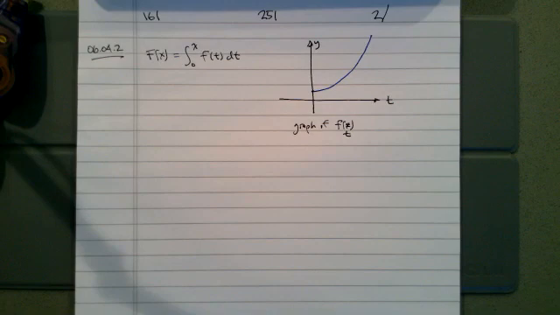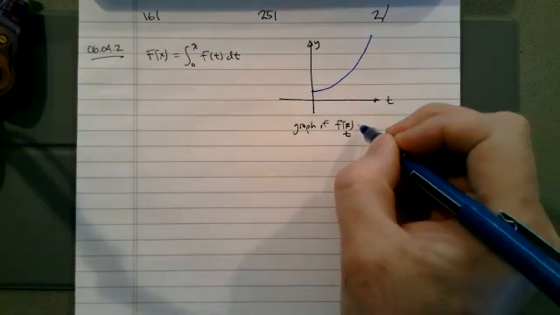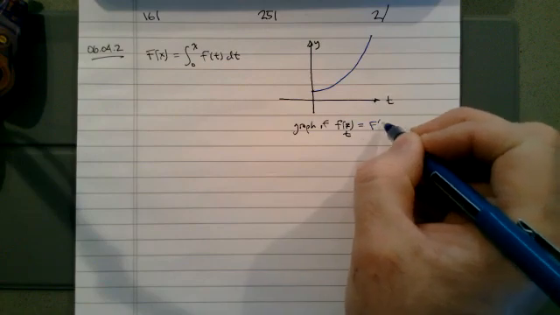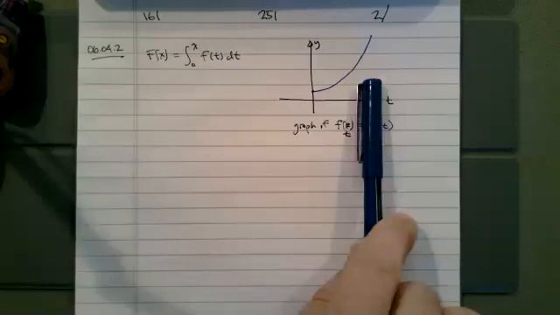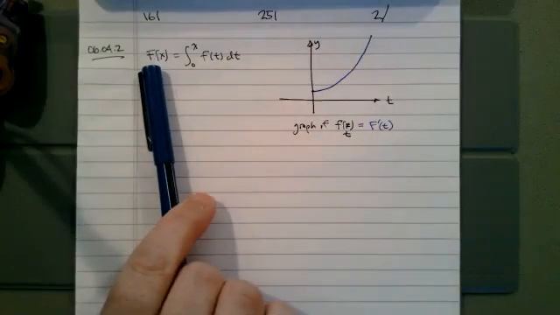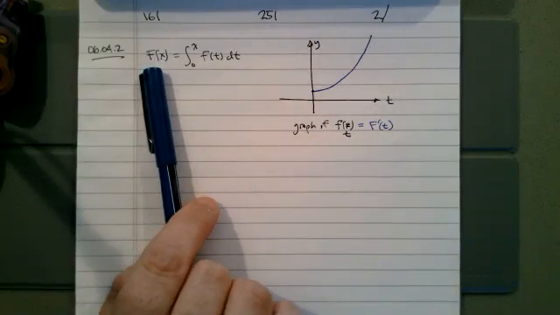In problem 2, we define the function capital F as the definite integral from 0 to x of f of t dt, and we're given the graph of f of t. The first thing that we need to realize is that we've defined an antiderivative of little f of t, so this is the derivative of capital F of t. So we're looking at the derivative of the function that we defined with the second fundamental theorem of calculus.